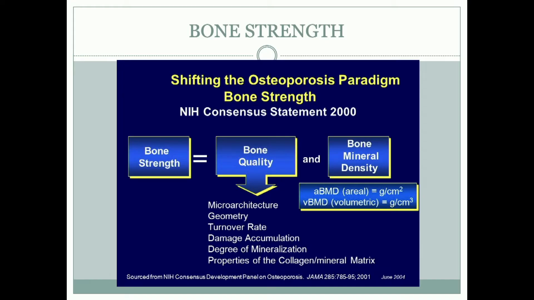There's been a shift in the paradigm of the concept of bone strength in the osteoporosis world. So BMD is one component of bone strength, but we also have to consider bone quality. And that refers to the microarchitecture, the geometry, the turnover rate, so the homeostasis between bone remodeling and bone formation, degree of mineralization, and properties of the collagen and mineral matrix. So this is where I think we can intervene with pharmacologic therapies.